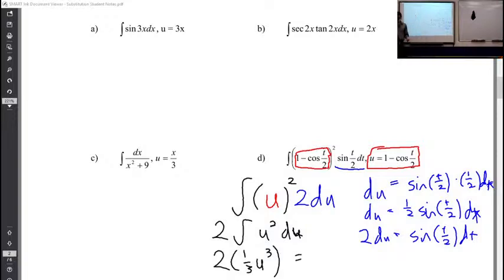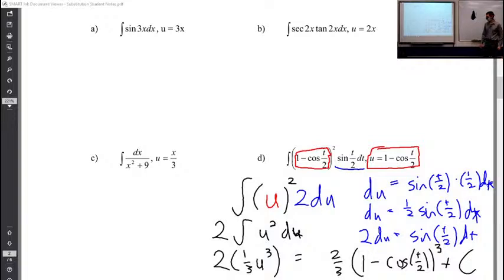And now we can put back in our u that we substituted. What was u? We had 1/3 u cubed. Well, u is, let's see, 2 times 1/3 is 2/3. And what was u? What is the thing that we're cubing? It is the 1 minus cosine of t over 2. That's what we're cubing. Plus c. So this is what u was, going back in.